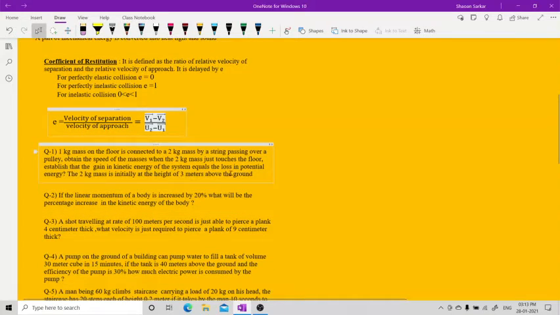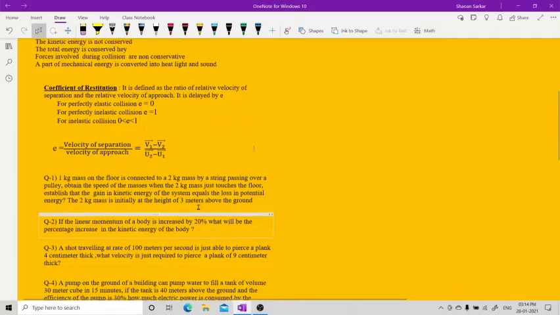The first question is: a 1 kg mass on the floor is connected to a 2 kg mass by a string passing over a pulley. Obtain the speed of the mass when the 2 kg mass just touches the floor. Establish that the gain in kinetic energy of the system equals the loss in potential energy. Initially the 2 kg mass is at a height of 3 meters above the ground. Now 20% of the linear momentum is increased. What will be the percentage increase in kinetic energy?